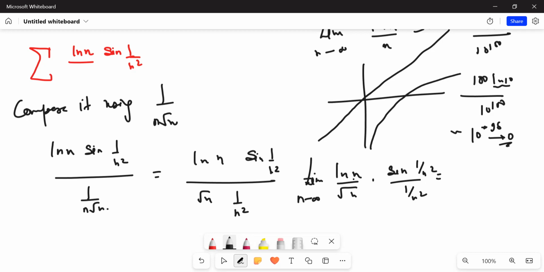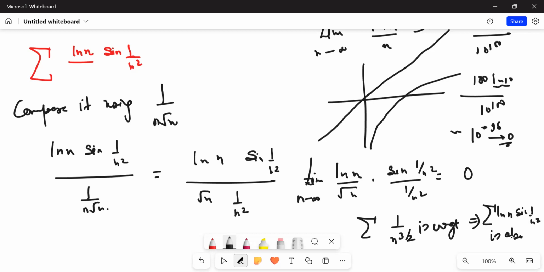Now clearly this is 1, and this limit goes towards 0. You can find it on your own. So this limit goes towards 0. And I know that summation 1 upon n to the power 3 by 2 is convergent. So therefore it implies that summation ln n sine of 1 upon n square is also convergent. I told you that if the limit goes to 0 and this is convergent, then this is convergent. So I deliberately compared it with 1 upon n root n, so that will give me a good hint.